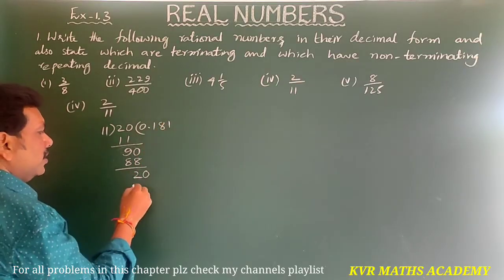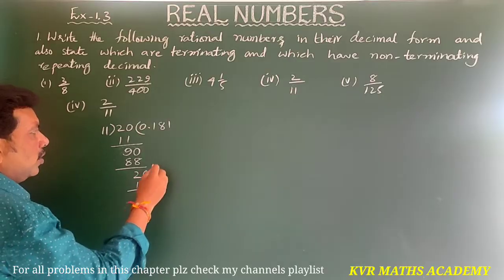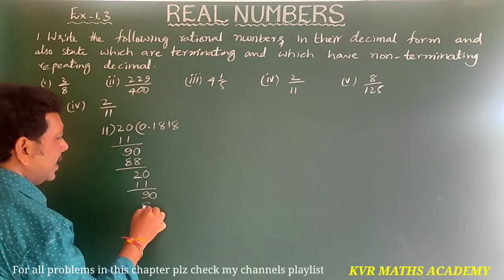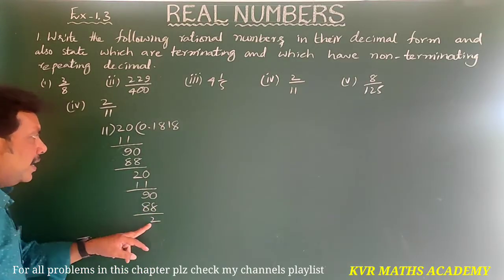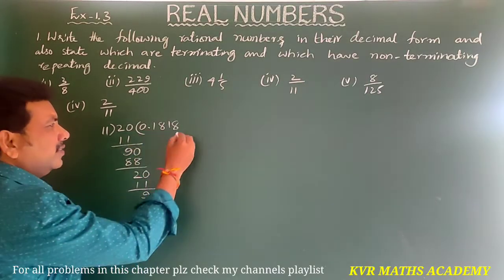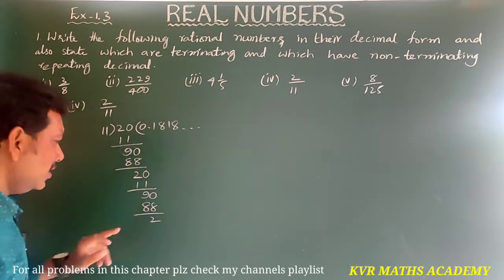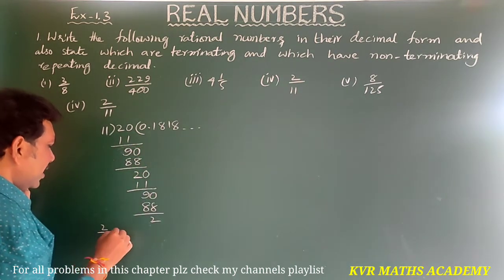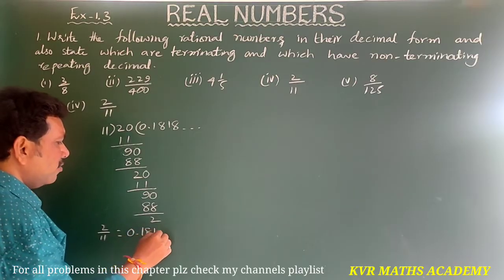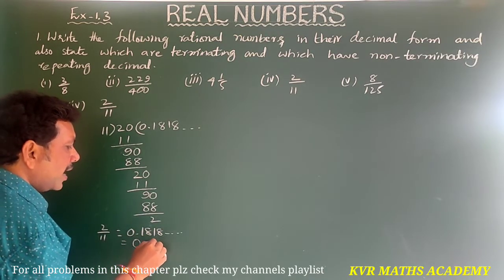Again 11 ones are 11. Next, 9 is the remainder. Then 0, 11 8s are 88, so 2 is the remainder. Again 2 is coming now. Here we get 0.1818 and so on. So 2 by 11 is equal to 0.1818 and so on, which is equal to 0.18 bar.